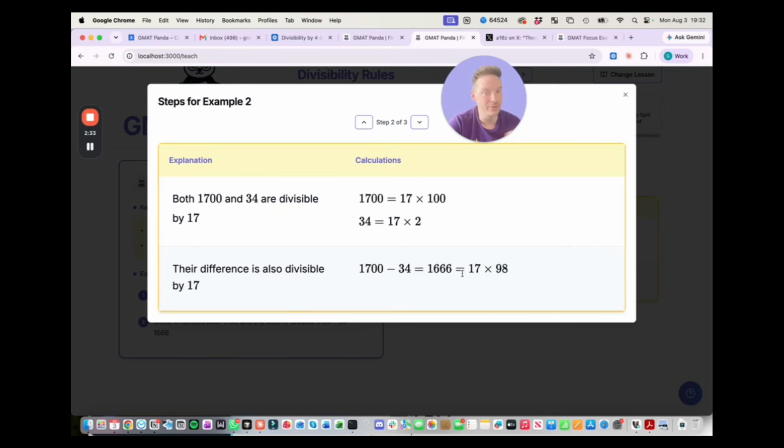Now, this is something that you're not expected to know in the tests. However, using this method of breaking down into two numbers and subtracting one from the other to show that it is divisible by 17 is something that could be expected of you.